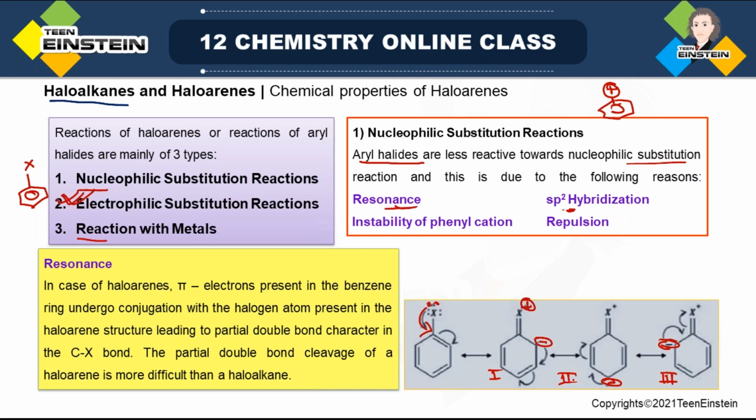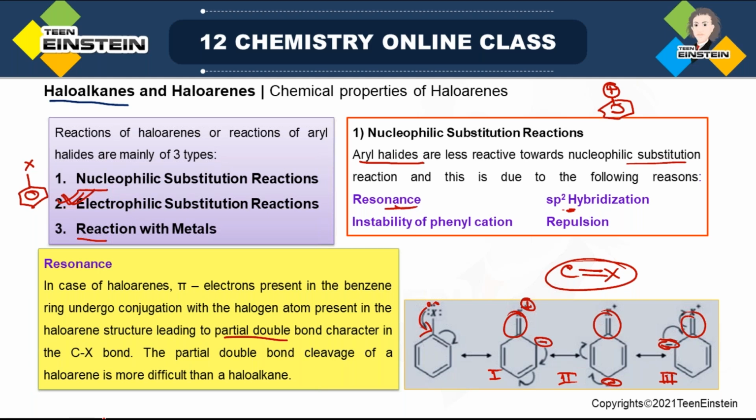So you can see here, because of this type of resonance, in all these resonance structures there is a C-X partial double bond character generated. That is, the bond between carbon and halogen has some partial double bond character because of this type of conjugation. But this you have not seen in case of aliphatic, because in an aliphatic molecule no such conjugation is possible, right? So it is leading to partial double bond character in the C-X bond.